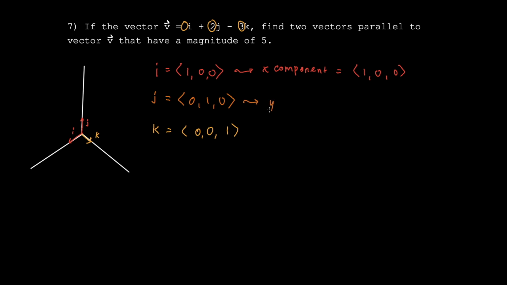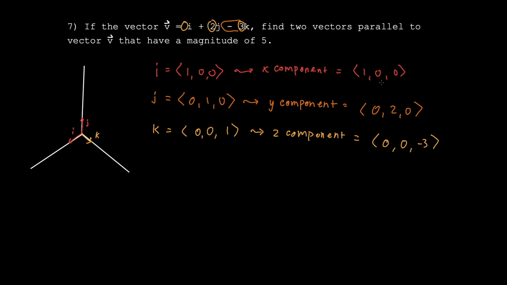The y component is 2 times the basis vector j. So we get 0, 2, 0. And finally, the basis vector k is multiplied by the coefficient -3. And remember, the negative still counts, so don't leave it behind. And so -3 times k is just 0, 0, -3.